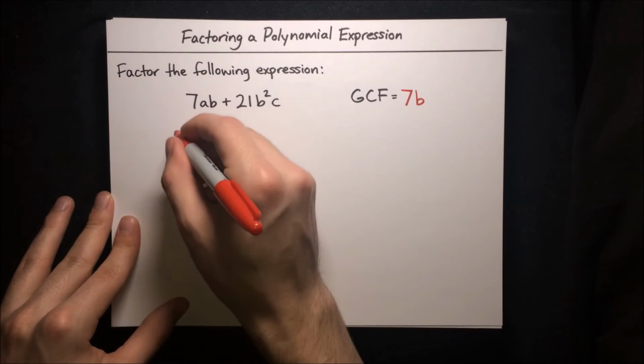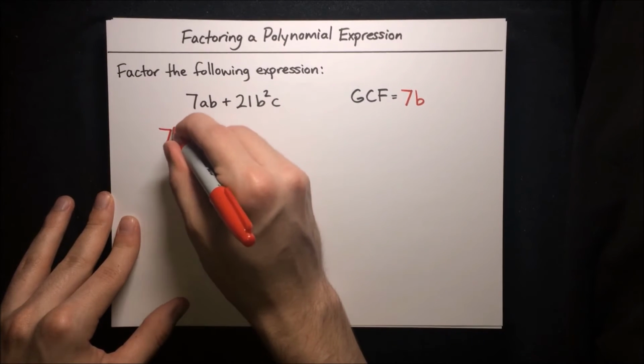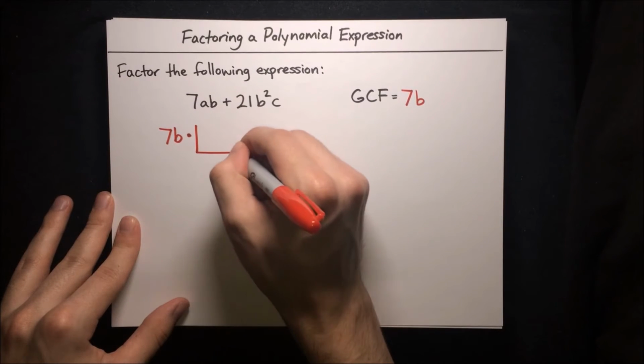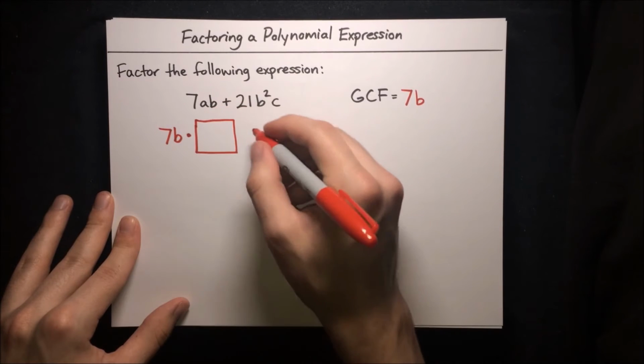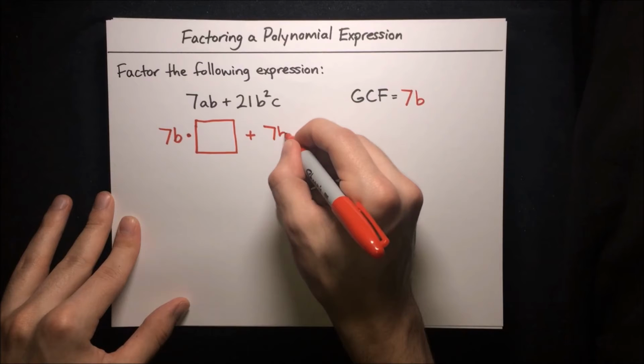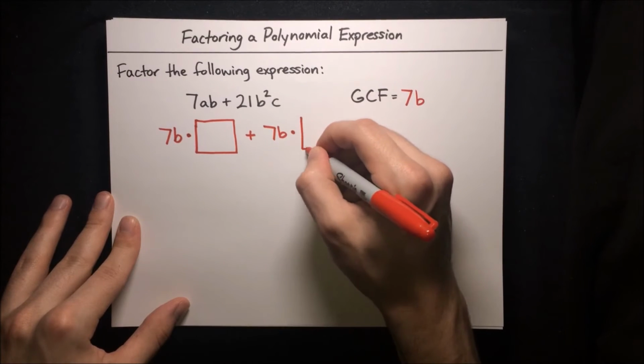Alright, so the greatest common factor is 7b, and now we want to pull that out of each of the terms. So we want to write each term as a multiple of that greatest common factor. So 7b times something plus 7b times something.